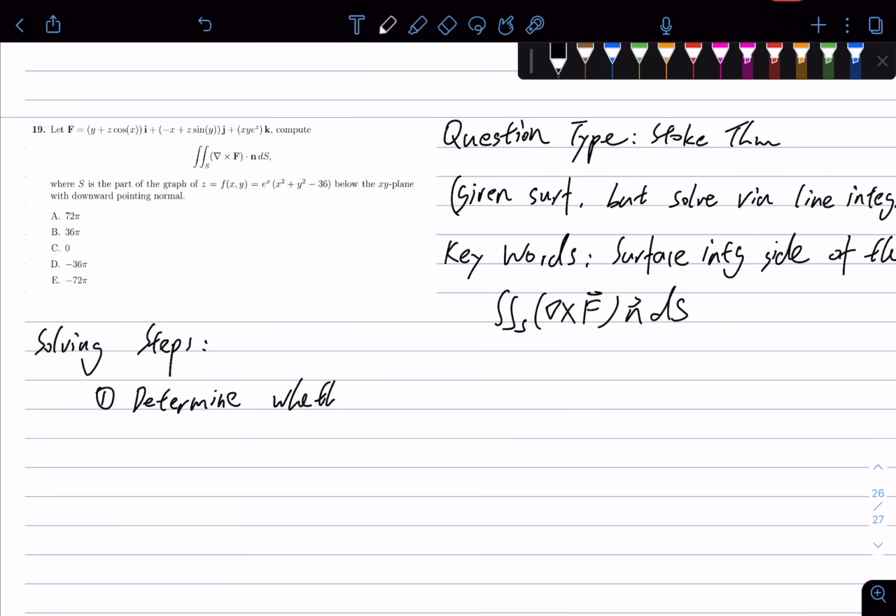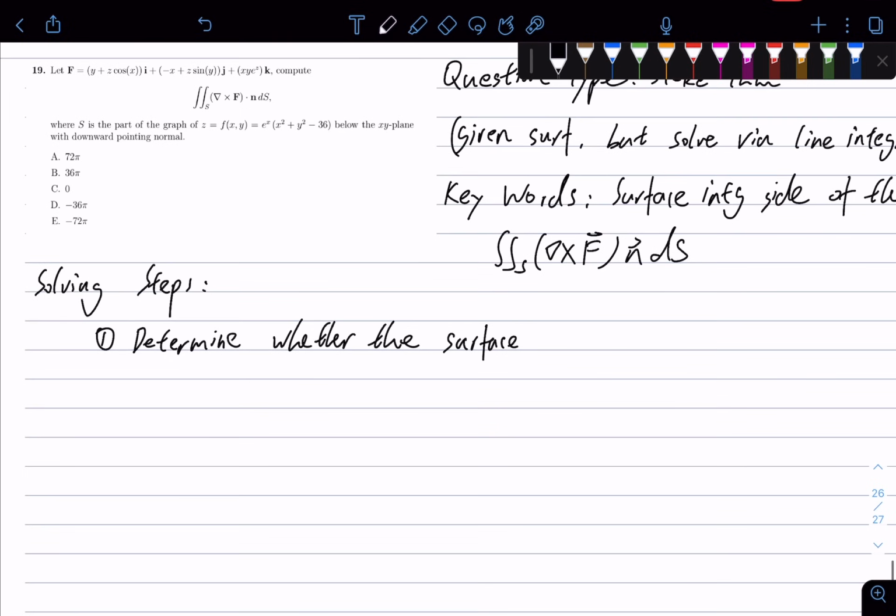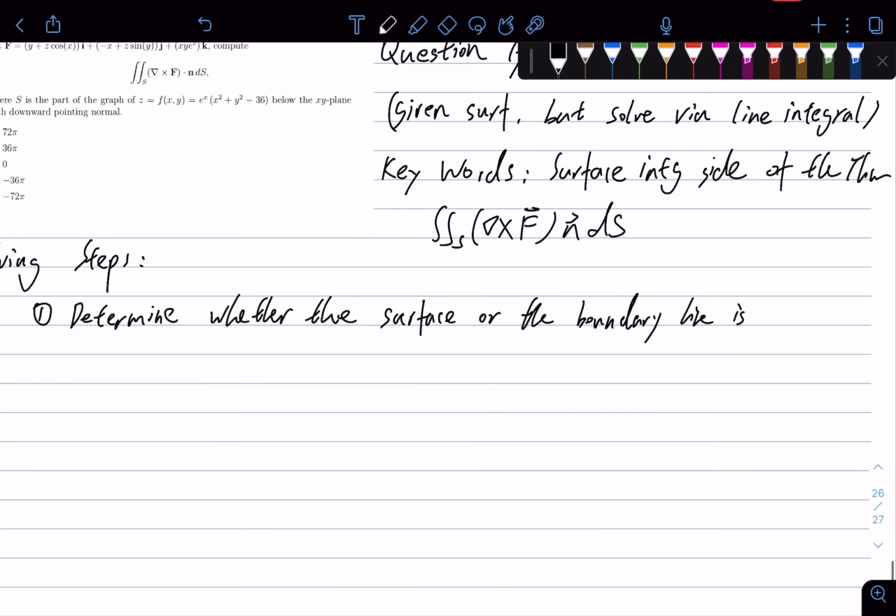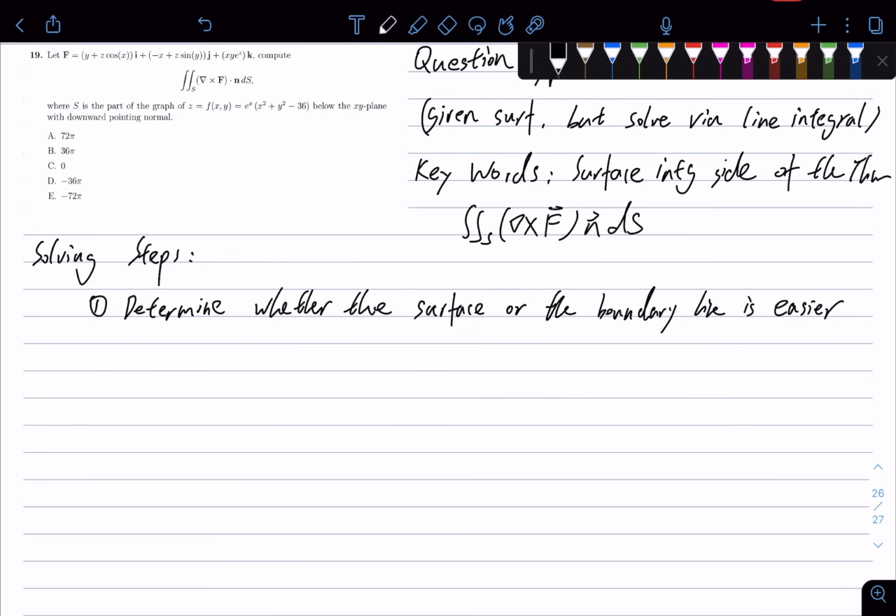So first of all, to solve this type of problem, we're going to determine whether the surface or the boundary is easier to integrate.